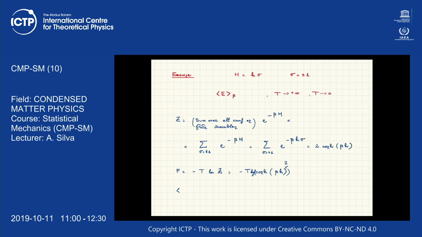And then you can take a derivative of the free energy with respect to beta. So the average energy is going to be equal to minus d beta log of Z, and this will come out to be equal to minus h tangent hyperbolic of beta h.